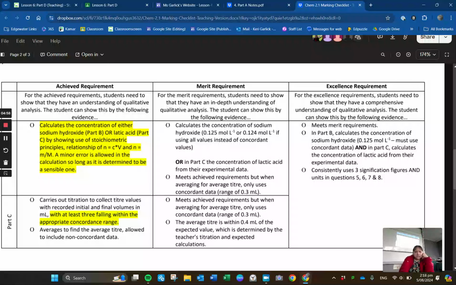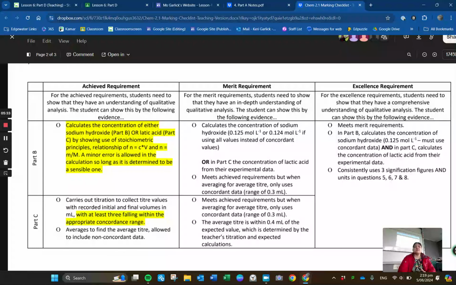The other thing for the Achieved is that I need to see at least three values that are within concordant range, but they may be very wrong numbers compared to what I got. And then lastly, for the Excellence, we just have to be consistent with our units and significant figures. In particular, I've noted which questions I'm checking them for. So just be mindful, if the question says units and significant figures, or 3 sig figs, then you need to make sure you have it for that question. The other ones, it doesn't really matter. Okay? Any questions about that?